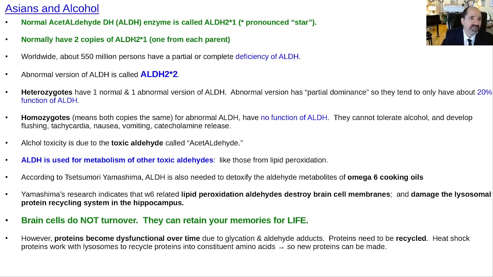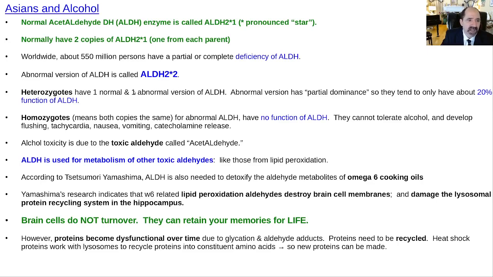So normally, acetaldehyde dehydrogenase is called ALDH2*1. That's pronounced "star." Normally, a person has 2 copies of ALDH2*1, and they get 1 copy from each parent. Worldwide, like we said, there's about 550 million persons who are deficient in ALDH. The abnormal version of ALDH is called ALDH*2.